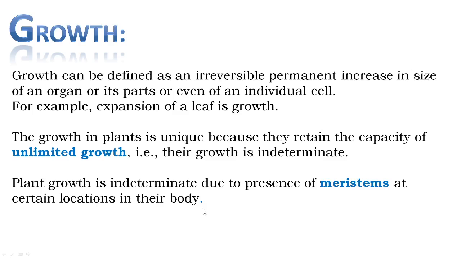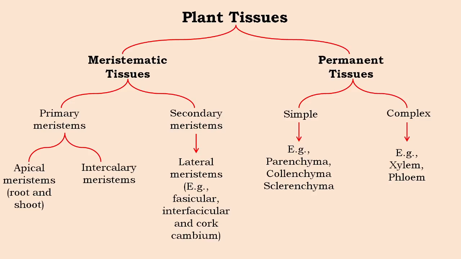Like collenchyma and sclerenchyma, I will just refresh your memory. Right, in chapter number 2 we studied the tissues of any plant. We can classify the tissues of the plant into two groups: meristematic tissues and permanent tissues.